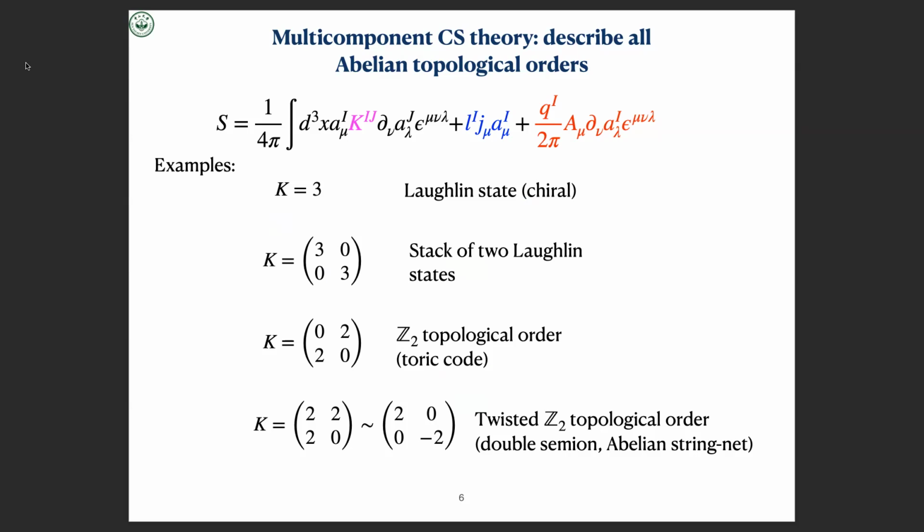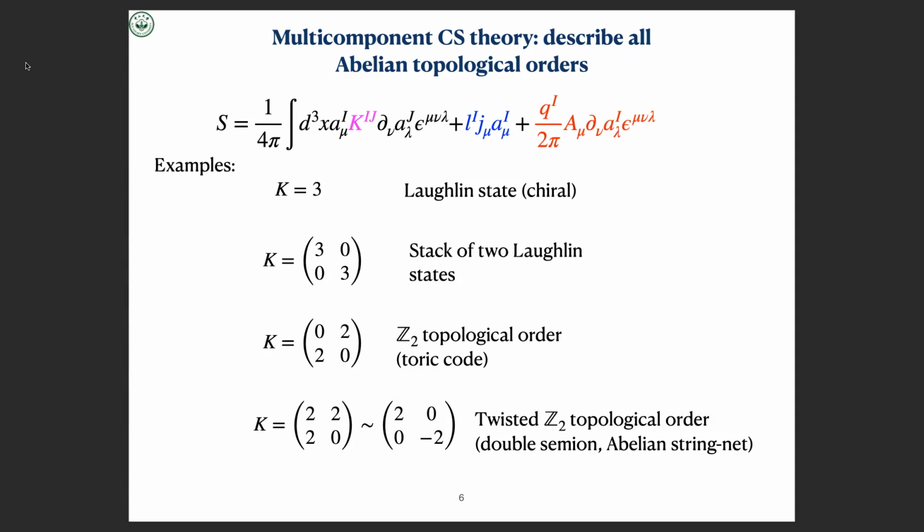And also this is nothing but stacking of two-layer Laughlin states. And this K describes the low energy physics of the very famous toric code model. Also, we can call it Z2 topological order. And these two K are equivalent to each other because we can use a general linear transformation to transform one K matrix to another. These two K both describe the so-called twisted Z2 topological order. Also, we can call it double semion topological order in 2D.